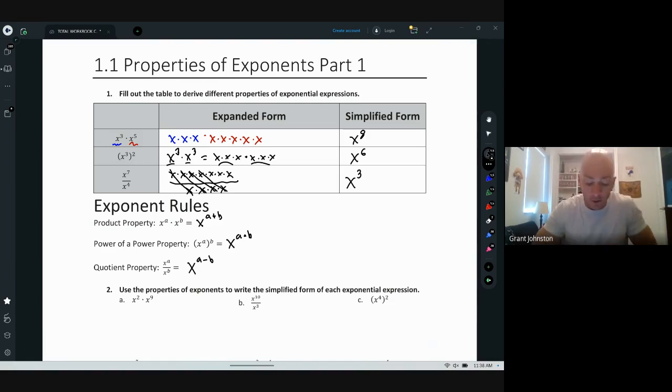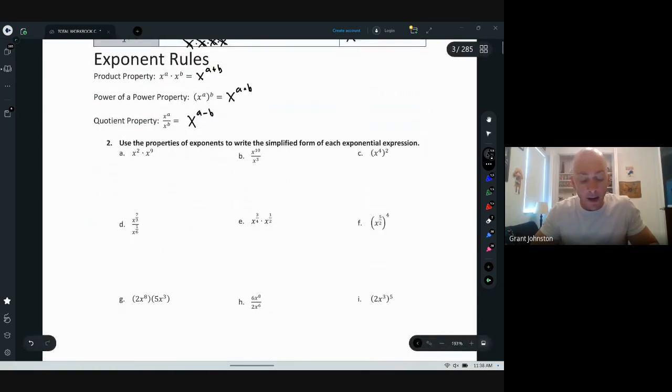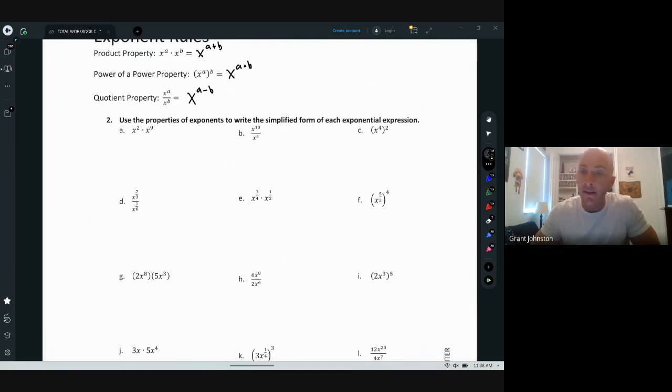So number 2 says, use the properties of exponents to write the simplified form of each exponential expression. So on A, we have x to the second times x to the 9. So from our exponent rule, we have 2 x's, and then we have another 9. From our exponent rule, we're going to add these exponents. So this is going to be x to the 11th.